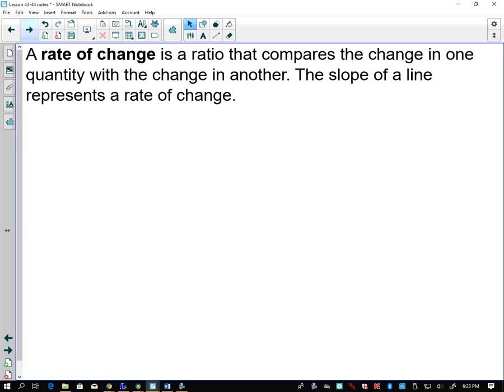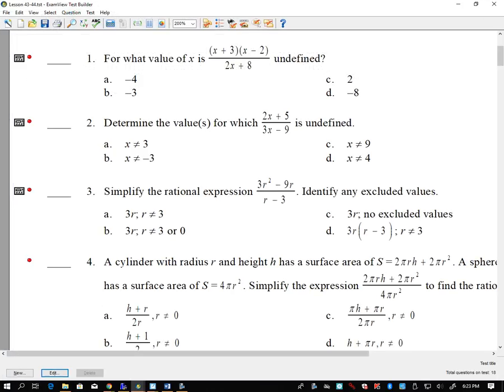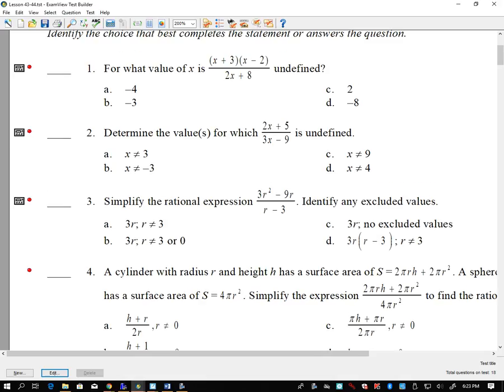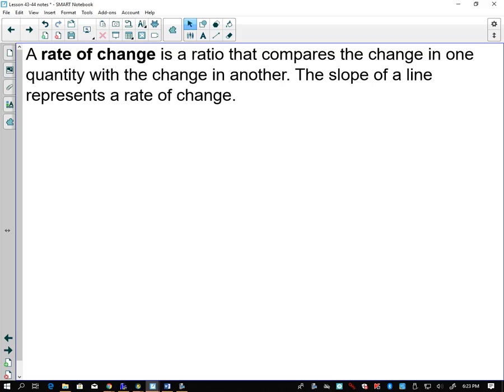So from here, let's look at a few questions that we can answer. All right. So number 1, for what value of x is this fraction undefined? Well, it's going to be undefined where we have 0 in the denominator. Okay, so notice here that 2x plus 8 is in my denominator. So 2x plus 8 cannot equal 0.